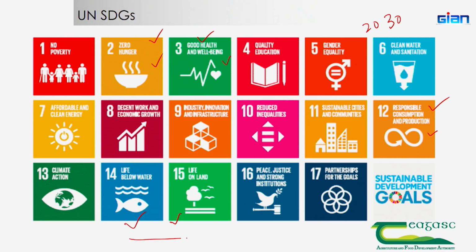Then life on land and life below water. These two are very, very important aspects, and the other one is climate action, because whatever CO2 is produced on the land, where is the sink for that CO2 apart from the trees on the land? The CO2 sink is also in the ocean. An excessive amount of CO2 in the air with the water is causing ocean acidification. What are the challenges with ocean acidification? Crustaceans will be highly affected. How? The shells will dissolve, decay.